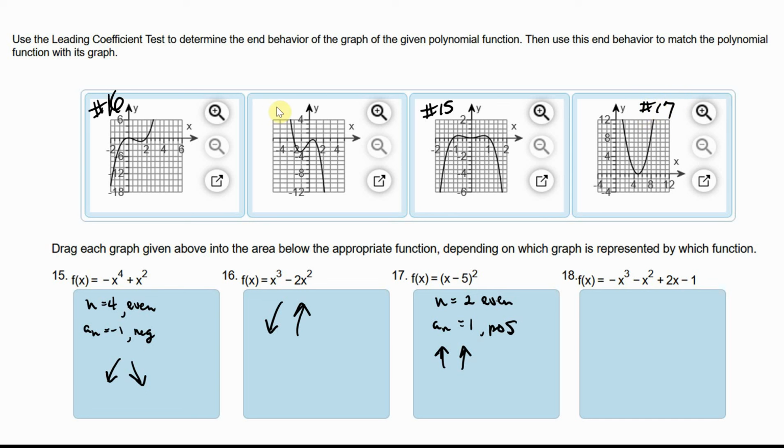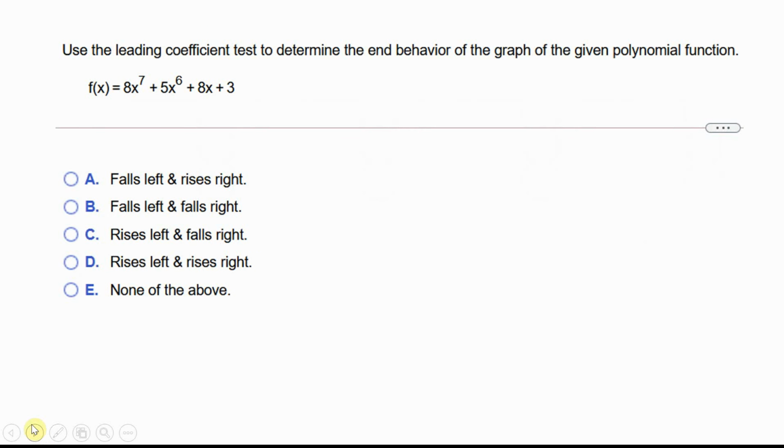And just by default, this has to be 18. So that 18 does the opposite of 16. So it's going to rise to the right and fall to the left. Very good. All right.